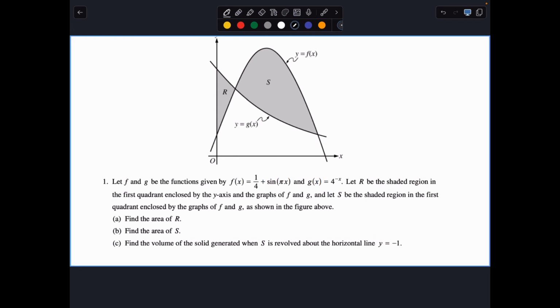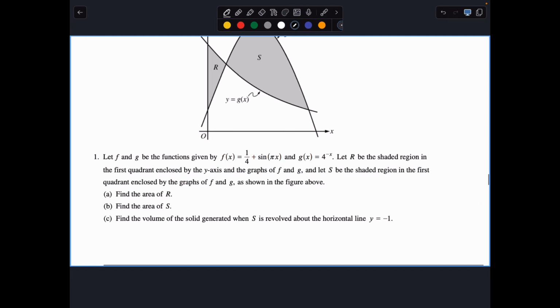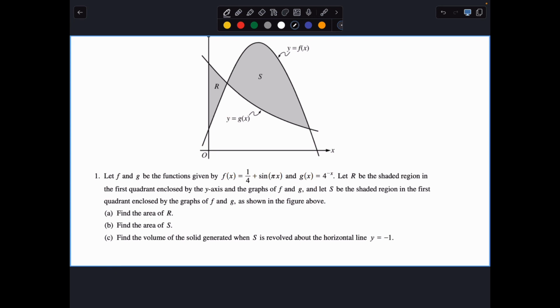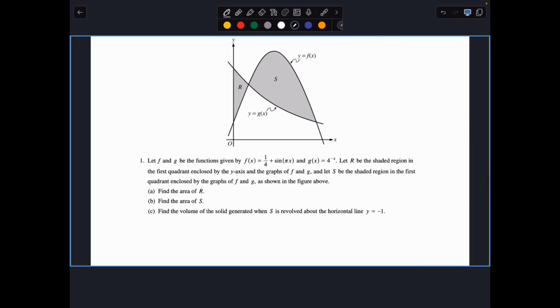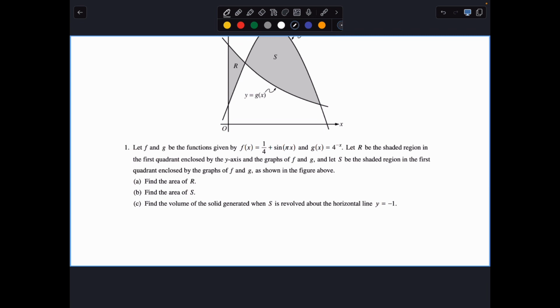Yep. So let f and g be functions given by, but see how they've so nicely given us a picture and labeled which function is which. So let f and g be functions given by f of x equals 1/4 plus sine of pi times x, and g of x equals 4 to the negative x. Let R be the shaded region in the first quadrant enclosed by the y-axis and the graphs of f and g, and S be the shaded region in the first quadrant enclosed by the graphs of f and g. So let's find area of R. So let's set up the integral here.